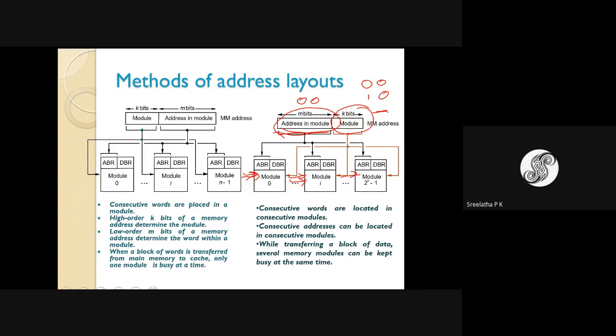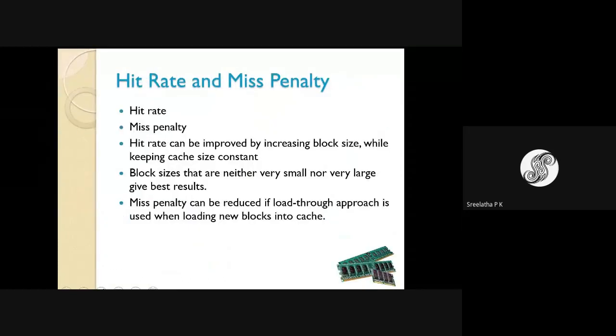Whereas here, by changing the LSBs, in the same module 0, different addresses can be accessed. So only one module is kept busy in this particular structure, whereas here different modules can be accessed successively, almost at the same time. Fine, and thus the speed of memory access is increased. So that is about interleaving.